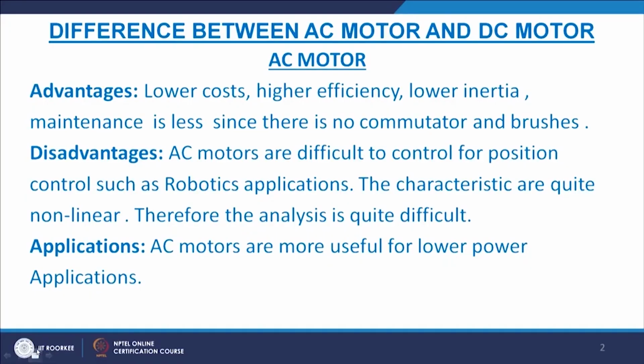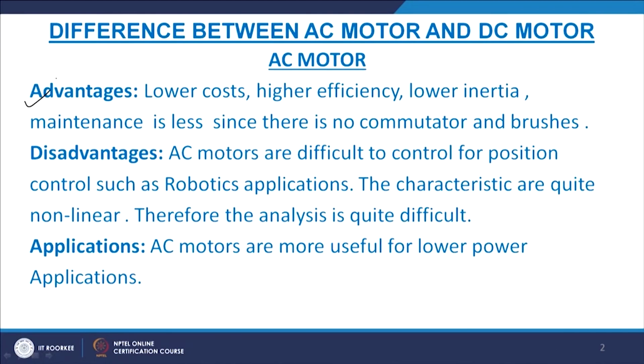There are two types of motors, AC motor and DC motor. First of all we see what the differences are between AC motor and DC motor. Now, if you compare the DC motor and AC motor, which is the best? First of all we see the advantages and disadvantages of AC motor. About the advantages: lower cost, higher efficiency, lower inertia, and maintenance is less since there is no commutator and brushes.